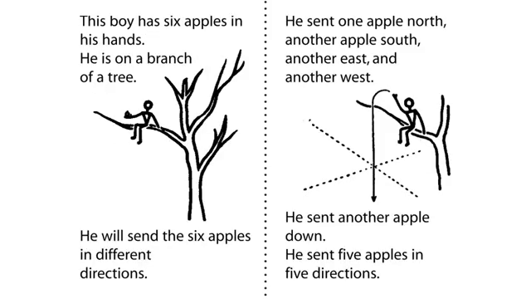This boy has 6 apples in his hands. He is on a branch of a tree. He will send the 6 apples in different directions. He sent 1 apple north, another apple south, another east, and another west. He sent another apple down. He sent 5 apples in 5 directions.